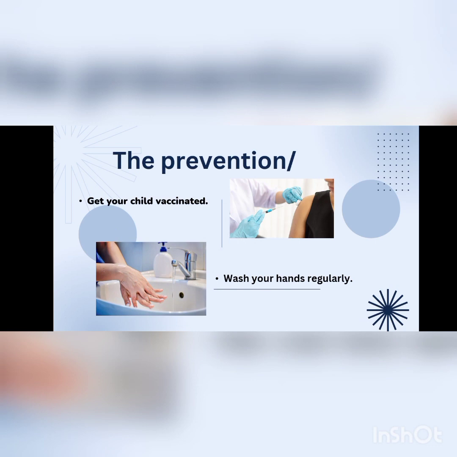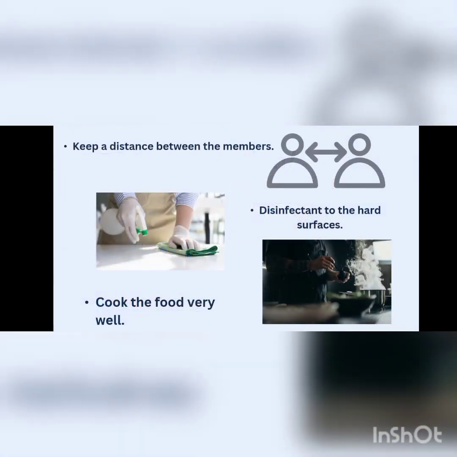How can I prevent this disease? Get your child vaccinated. Wash your hands regularly. Keep a distance from neighbors. Disinfect hard surfaces and cook the food very well.